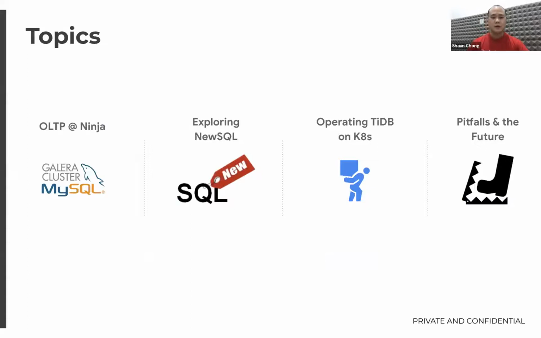Here's what we're going to talk about today. Firstly, we'll explore how we are doing OLTP in NinjaVan. Then, what's next for us: what's our next generation database, both on the OLTP as well as the analytics side of things. Then I will hand it over to one of my senior platform engineers, Meng Nan. I'm really excited for his session as well. We'll talk about how we're starting to operate TiDB on Kubernetes and some of the pitfalls.